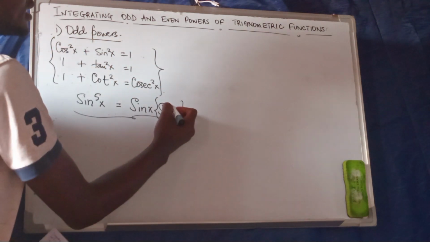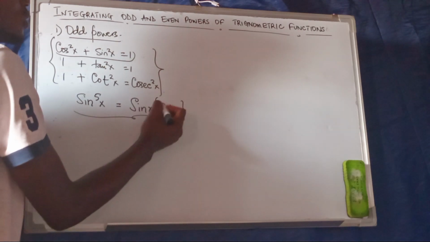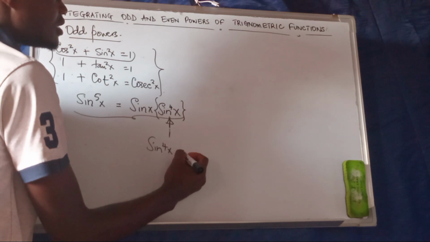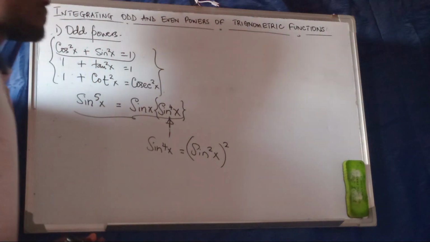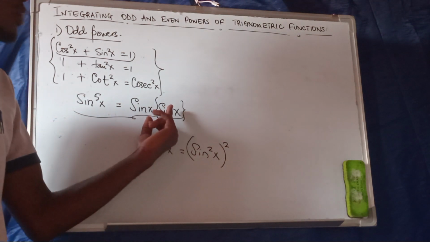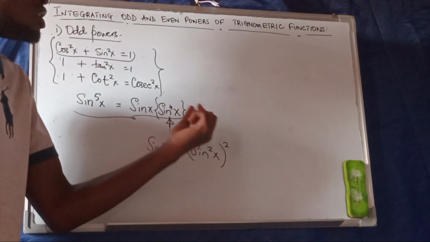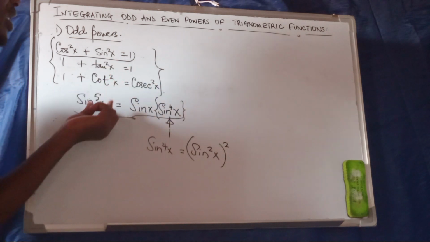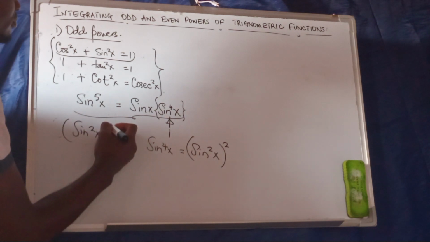Since I'm dealing with sine power 4, I can express this one in terms of this. How? I know that sine power 4 x is the same as sine squared x, then everything squared. This is true. So you see that for the one with an even power, it is easy for us to express it in terms of this, which is very hard to express in terms of, say, sine squared x power n.